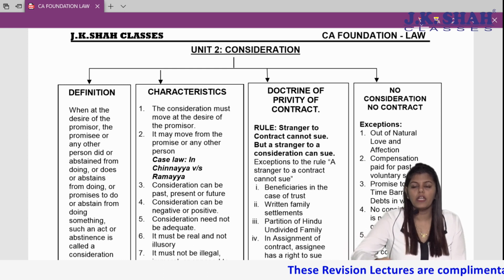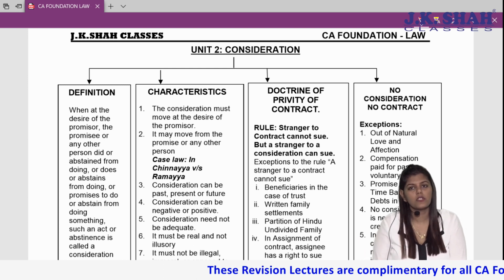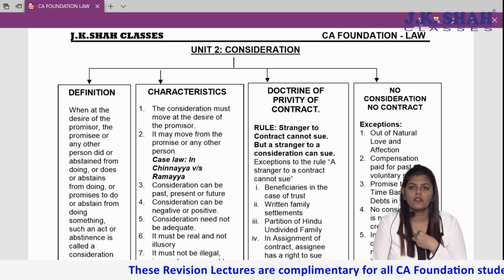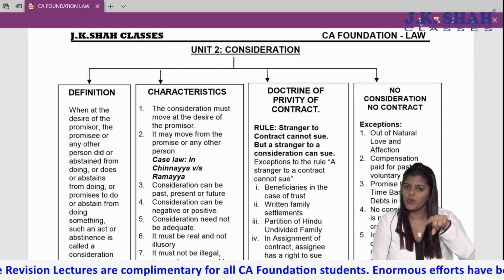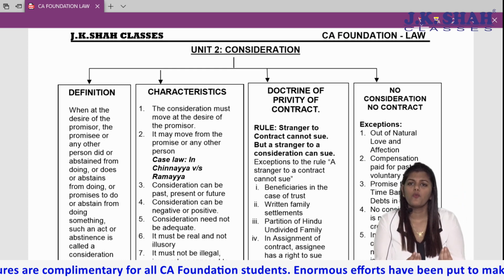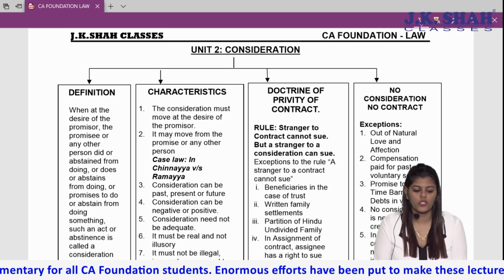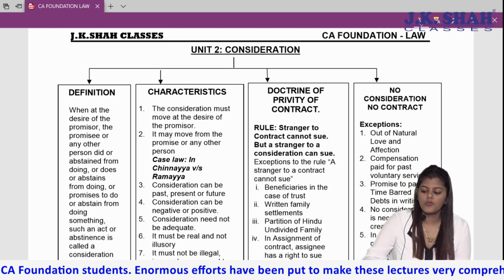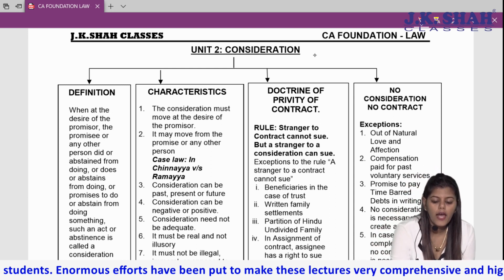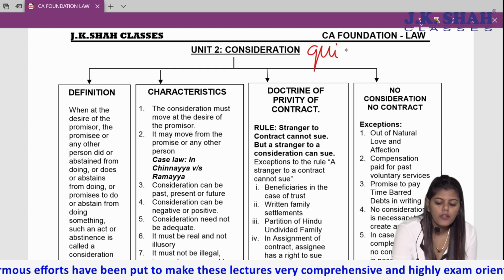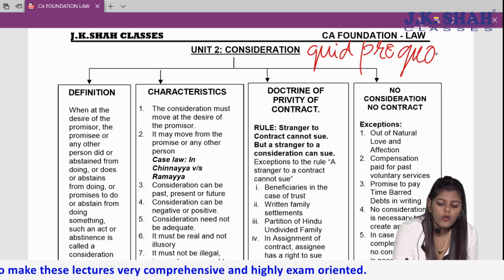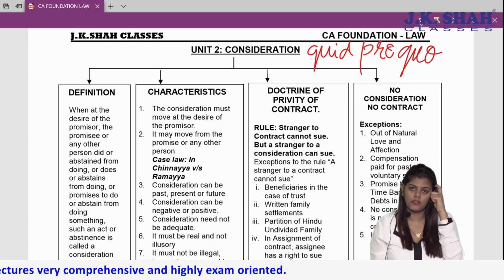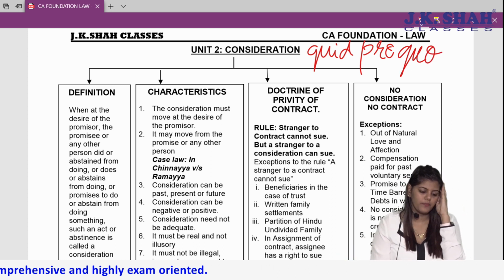Now, for example, if I am selling you a house and you are giving me 60 lakhs, what am I getting? 60 lakhs, that's consideration for me. What are you getting? A house, that's consideration for you. Whatever we receive, that's consideration. And as you know, consideration is also known as quid pro quo, something in return in Latin terms, nothing else.